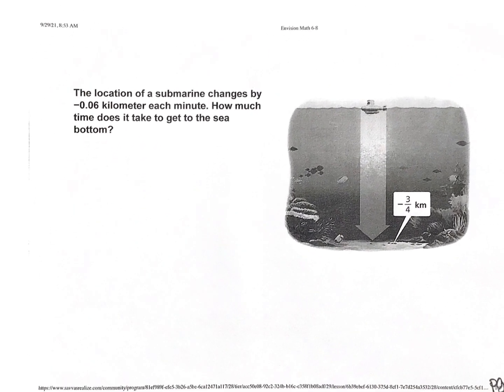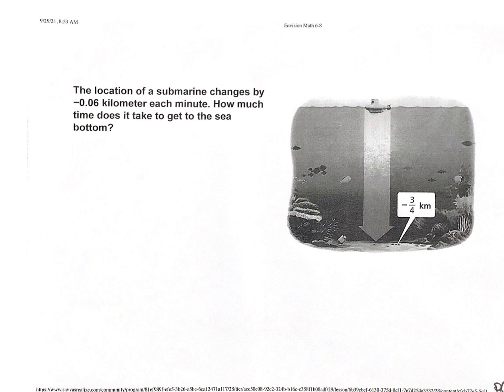So here we have a mixture of decimals and fractions. I'm going to show you two different ways, and then you're going to do the rest of the packet. On this one, it says the location of a submarine changes by 0.06 or negative 600 kilometers each minute. How much time does it take to get to the sea bottom?